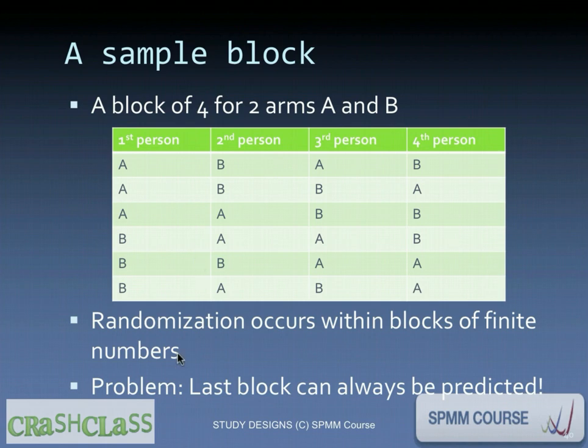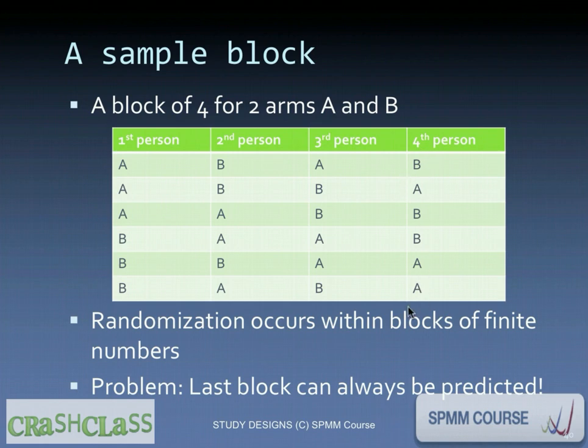randomization. What is the problem with block randomization? Can you see that if you put the first person into A, the second into B, the third into A, there's only one place the fourth person can go, and that's B. Same way, if you put A, B, B, there's only one place the fourth person can go, and that's A. So in a block randomization, with 5 people in a block or 4 people in a block, the last person can always be predicted.